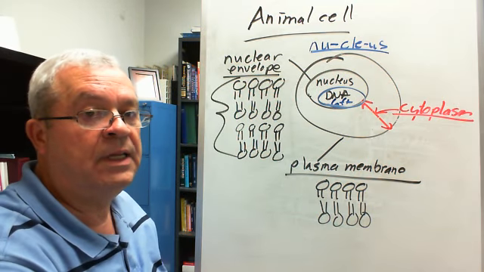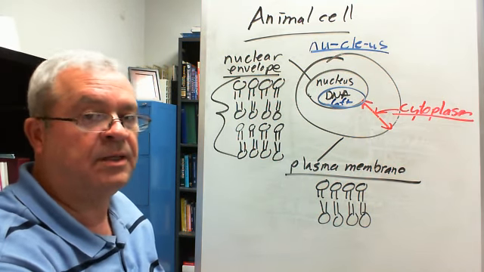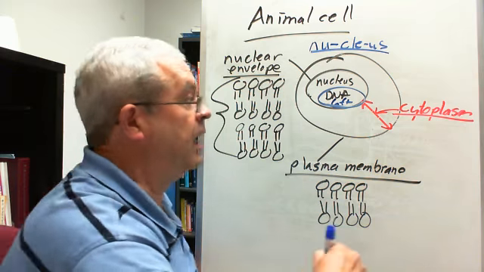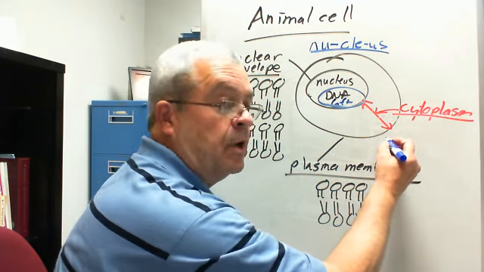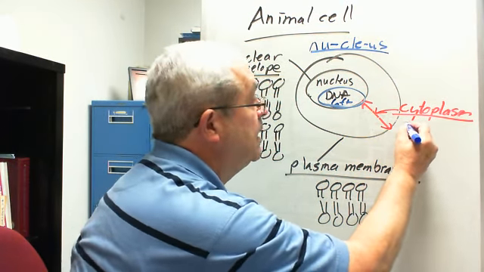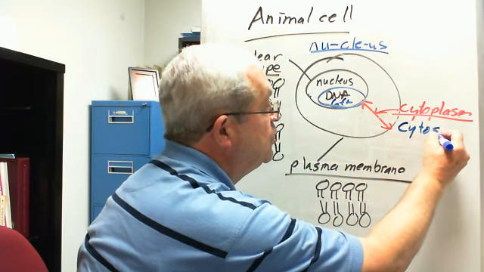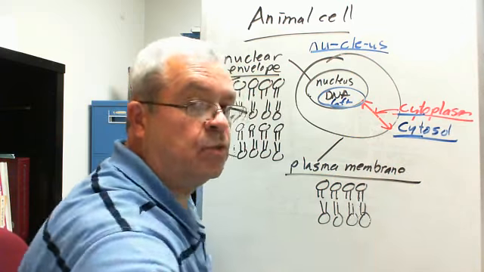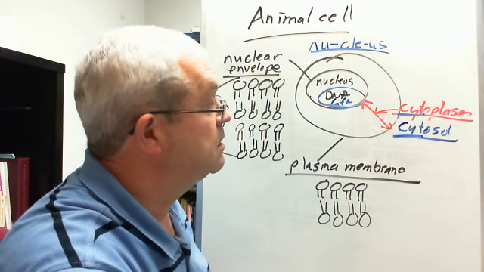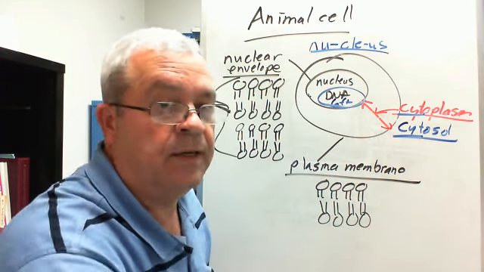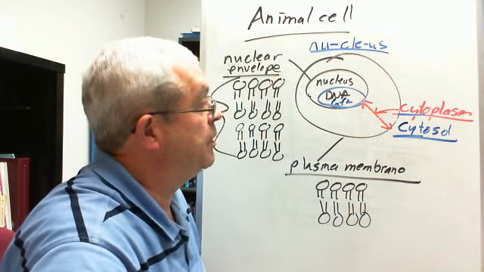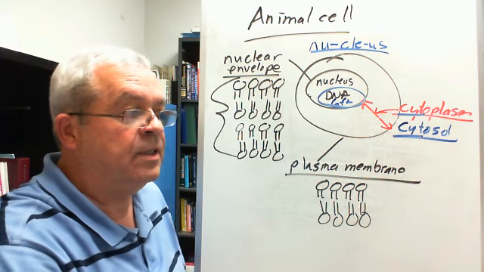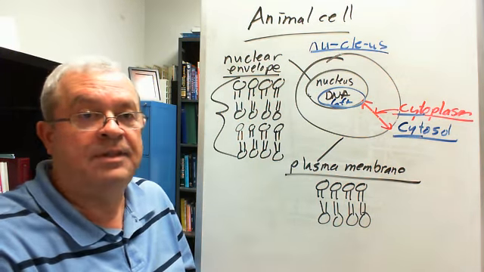One is the truly liquidy part of the cytoplasm. And what is the term for that? The truly liquidy part of the cytoplasm is called the cytosol. Anytime you see cyto, that means what? Cell. And sol is related to the word solution. We're familiar with that. So the cytosol is the truly liquidy part of the cytoplasm.